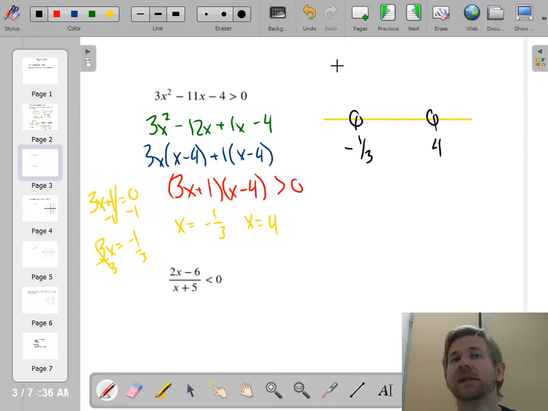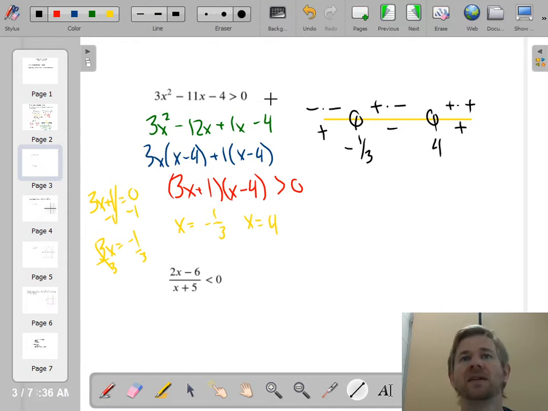So pick a number that's really negative, negative 10. I just like to do them because they're easy. That'll be negative 30, that's going to be negative. And negative 10 minus 4 is also negative, so that's positive. Pick a number in the middle, 0. 0 plus 1, positive; 0 minus 4, negative; their product is negative. And then a big number, 10: 31 and 6, both positive, their product is positive.